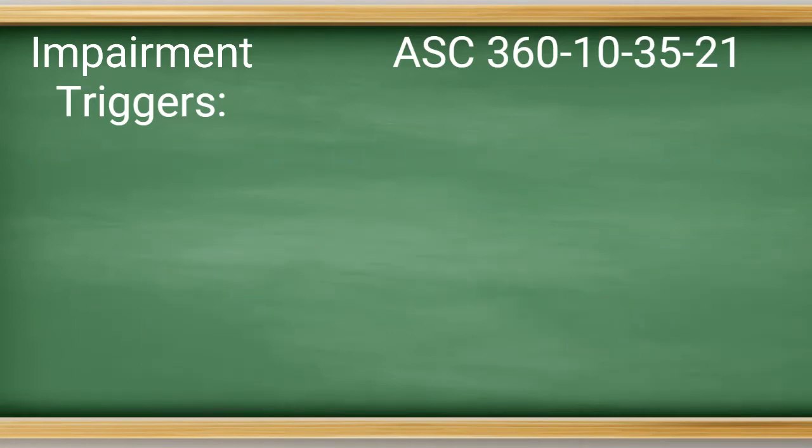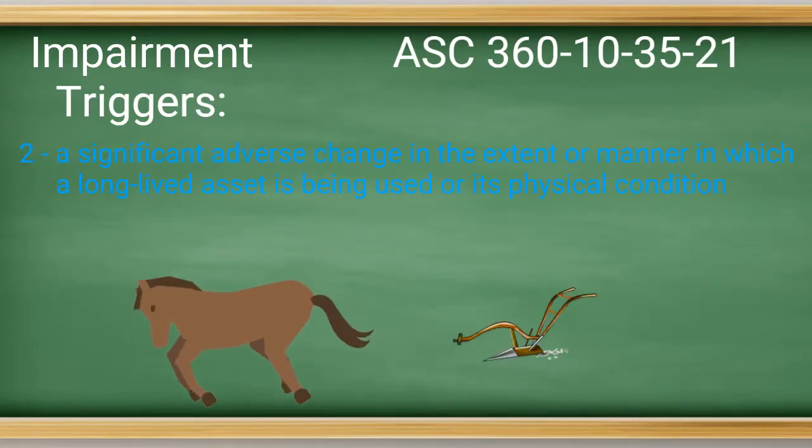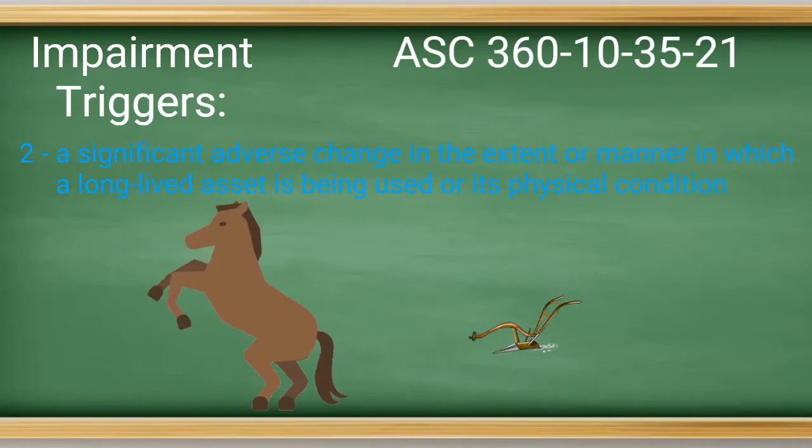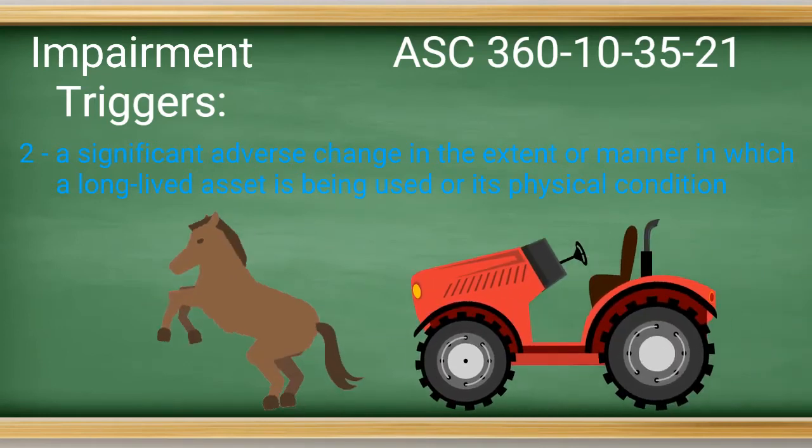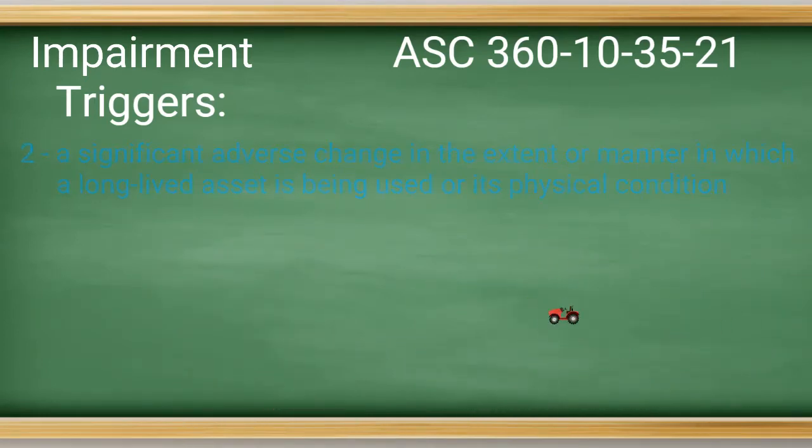The second trigger is a significant adverse change in the extent or manner in which a long-lived asset is being used or its physical condition. A good example of this would be, let's say you had horses that pulled your plows in the field and you bought a tractor. Your horses are now no longer being used in the same way, and this could be a triggering event.